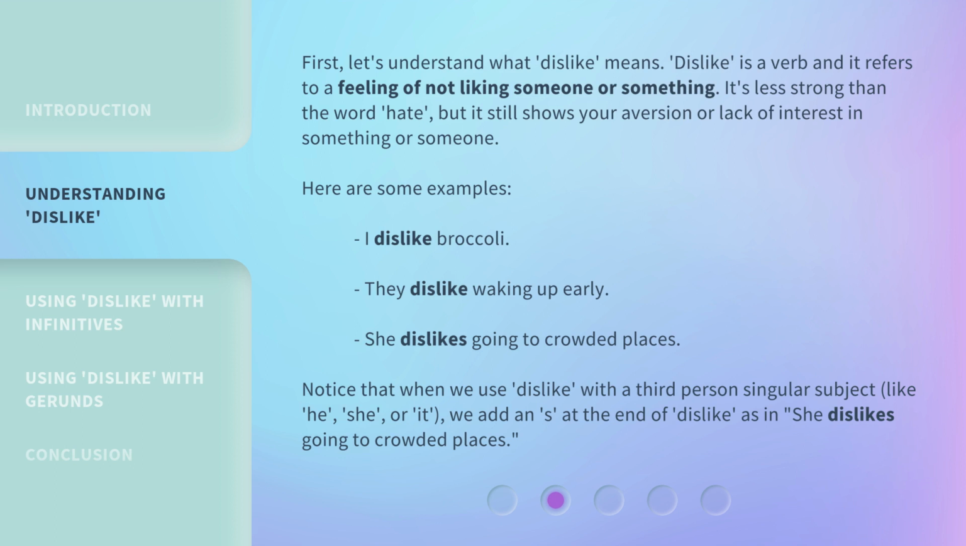I dislike broccoli. They dislike waking up early. She dislikes going to crowded places. Notice that when we use dislike with a third-person singular subject, like he, she, or it, we add an s at the end of dislike, as in, she dislikes going to crowded places.